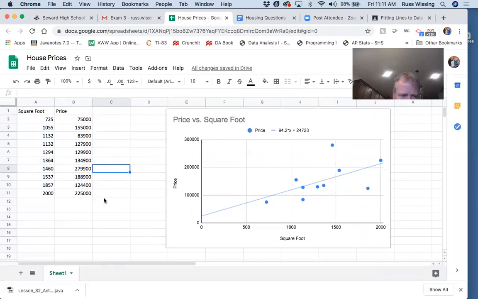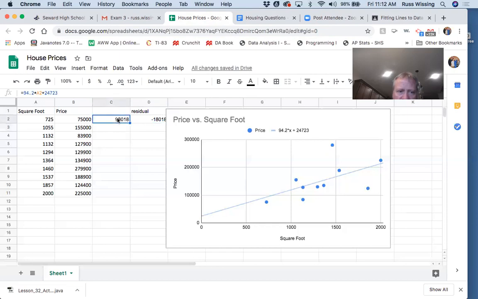So I'm actually going to do it for all these points. I'm going to click on that first one, and I'm going to say equals 94.2 times my original square footage, that's my X, plus the 24,723. Okay, so that 9,318 would be for this house. That's the predicted price from my line. My actual price was less than that, right? So to get the residual, I can just take my actual price minus the predicted price from the line, and I get a negative value.